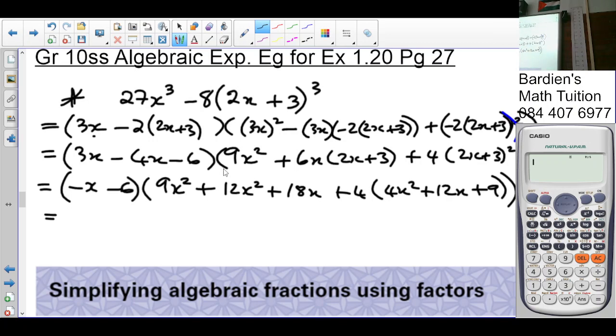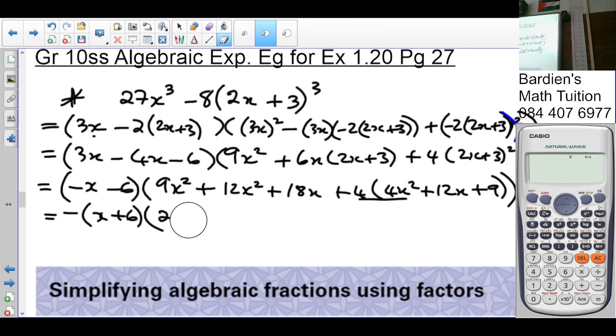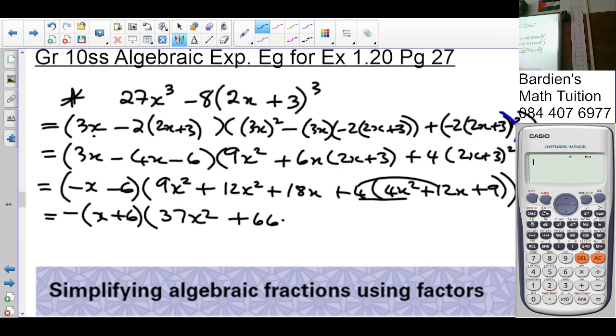Again, whenever we have a negative as the first term, you take out negative as a common factor, so it becomes x plus 6. That's going to give you positive 16, so it's going to be 25x squared. 25x squared plus 12, 25 is 37x squared. That's going to give you 48, 58 is 66x, I think, plus 4 times 9 is 36. Okay. Let me check something.